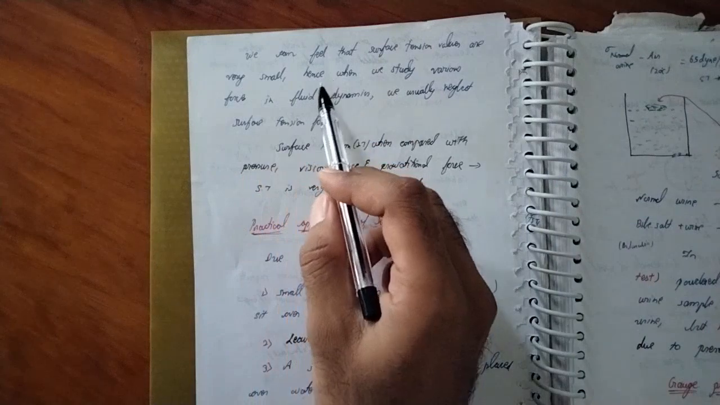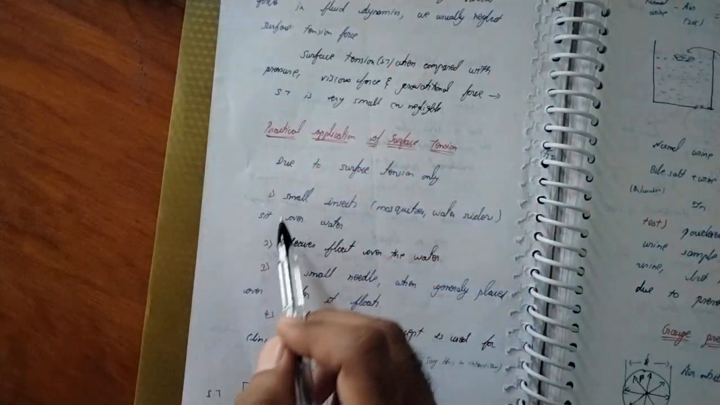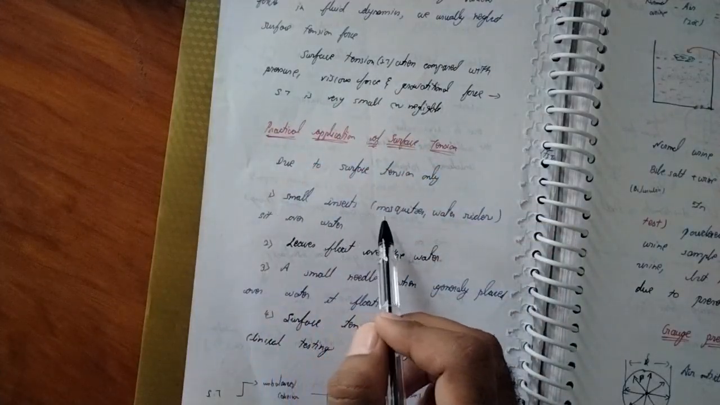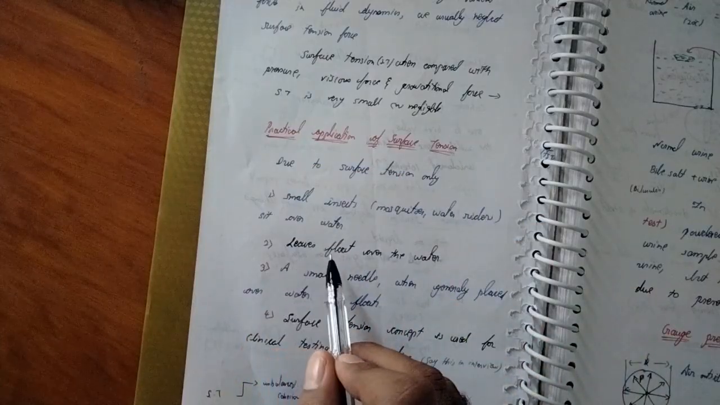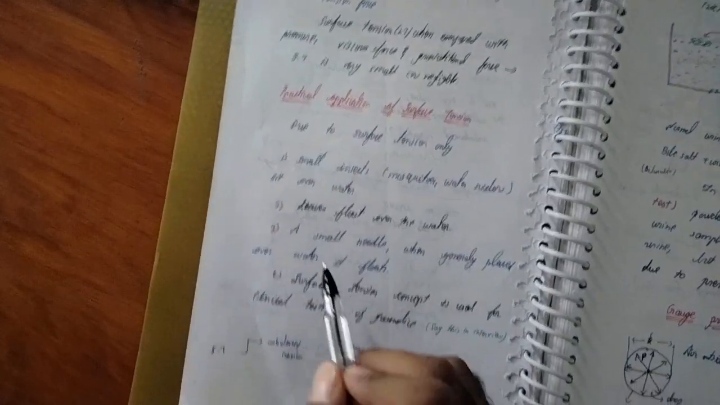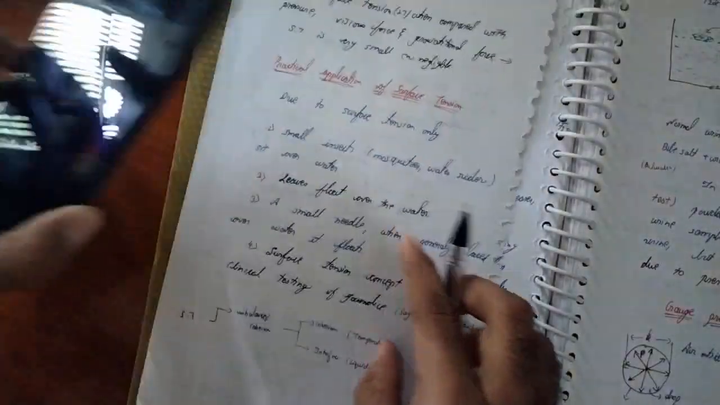The next thing is we can see the surface tension value. As the surface tension value is so small, when we study fluid dynamics we just neglect it. Small insects, mosquitoes and water striders sit over the water due to surface tension. Also leaves float over the water, this is also due to surface tension. And a small needle also sometimes floats.